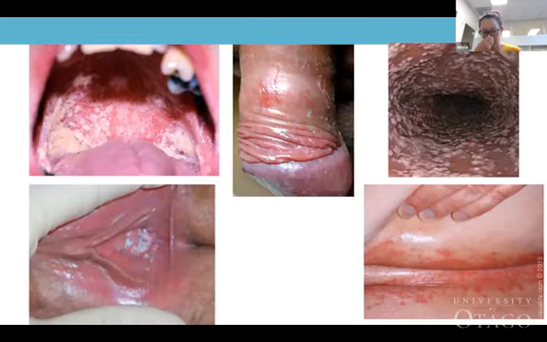And again, we've got some body parts. Top left, any ideas what that is?